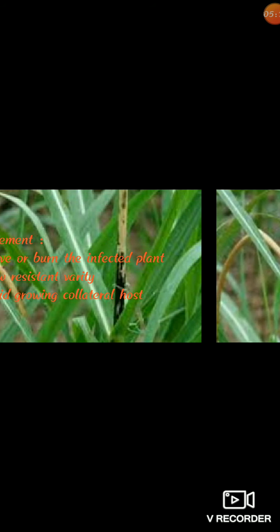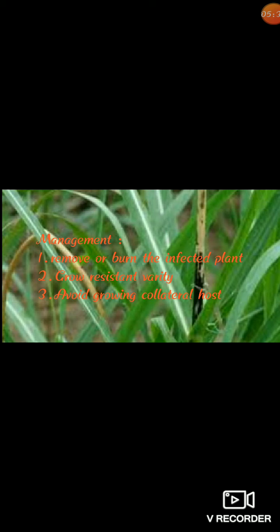The management of red stripe disease includes several methods. The affected plants should be removed or burned because it reduces the occurrence of the disease in other crops or in future crops. Grow resistant varieties, and select the sets from healthy fields. The infected sets should be removed early in the selection, because if we choose affected sets, it may increase the occurrence of the disease.